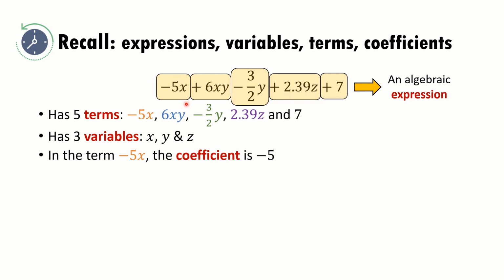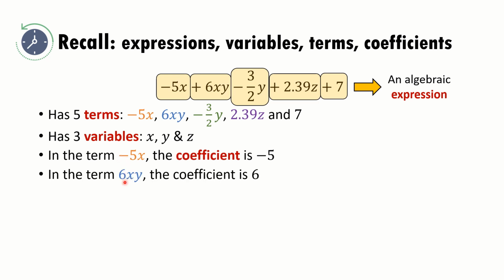Looking at each of the terms, let's say negative 5x, which is our first term, the coefficient is negative 5. Coefficient refers to the number found in front of the variable, and in this case, the number found in front of the variable is negative 5. Do recall that we have already learned what negative numbers are, so negative numbers are also considered numbers.